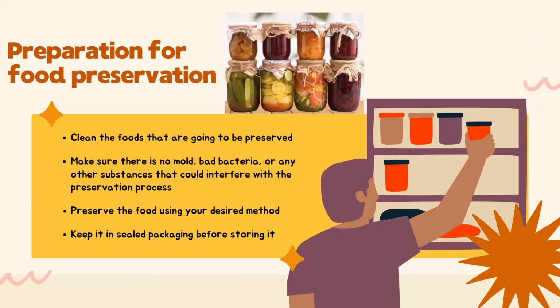Preparation for food preservation. First, you need to clean the foods that are going to be preserved and make sure there is no mold and bad bacteria or any other substances that could interfere with the preservation process. And preserve the food using your desired method, which is a traditional or modern method, and keep it in sealed packaging before storing it.